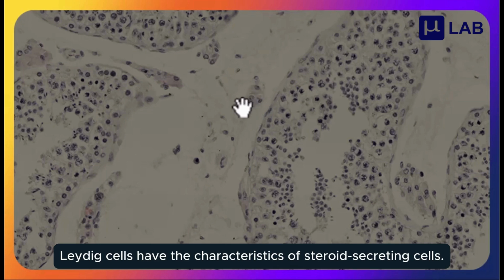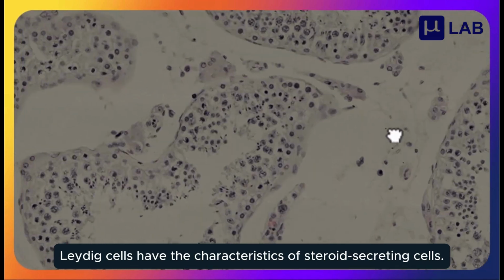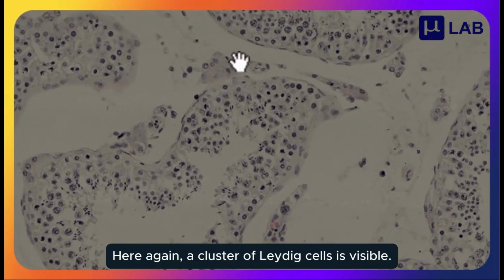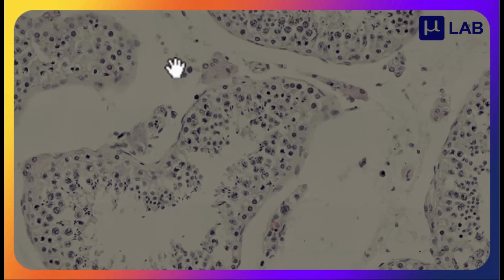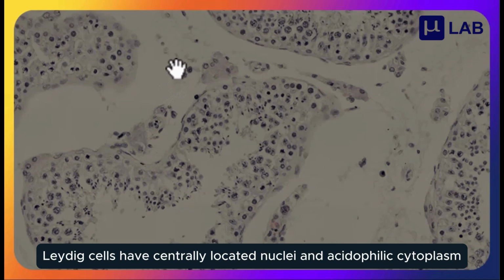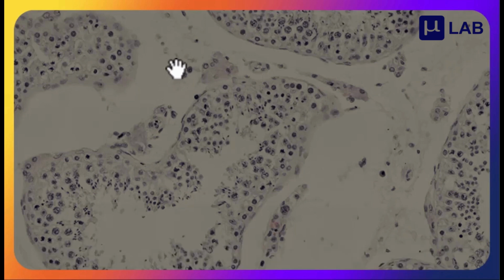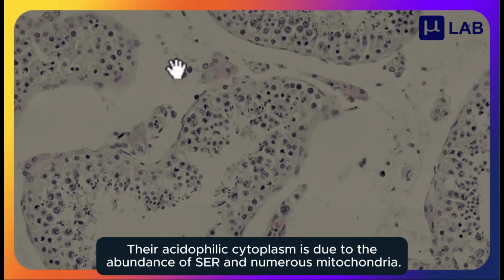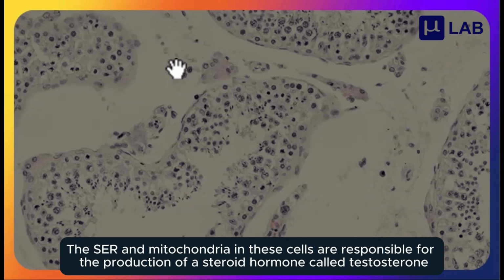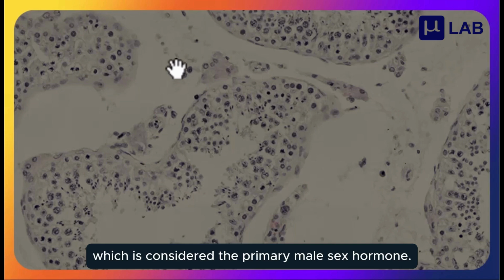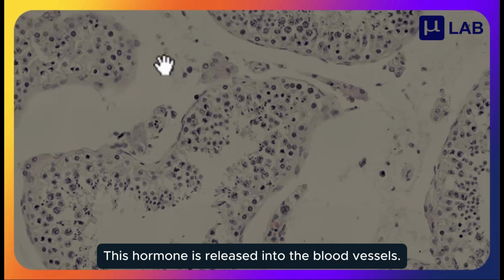Leydig cells have the characteristics of steroid-secreting cells. Here again, a cluster of Leydig cells is visible. Leydig cells have centrally located nuclei and acidophilic cytoplasm. Their acidophilic cytoplasm is due to the abundance of SER and numerous mitochondria. The SER and mitochondria in these cells are responsible for the production of a steroid hormone called testosterone, which is considered the primary male sex hormone. This hormone is released into the blood vessels.